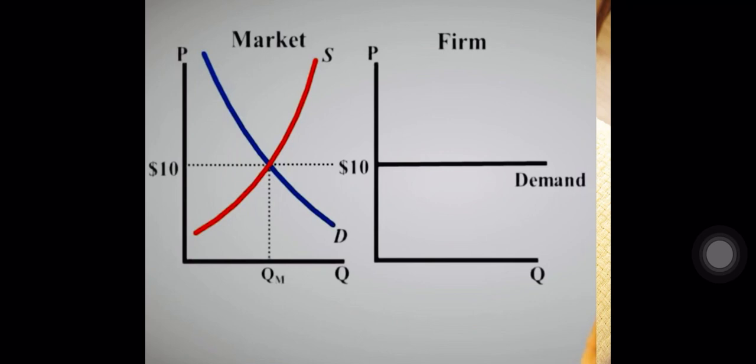So the second graph on the right is the firm graph, which is perfectly elastic, meaning all the buyers of the firm will only buy at that price. And if any one firm tries to lower the price, let's say at $9, the whole demand curve, the whole horizontal line, moves totally downwards.